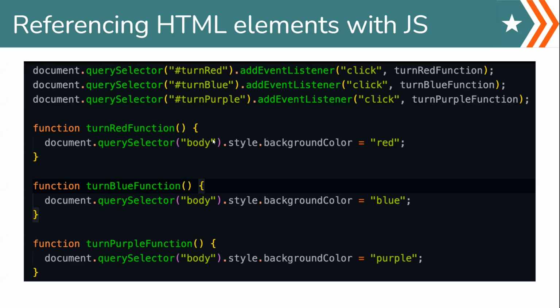After it grabs the body, it uses the dot style method joined with the background color method and sets it to red. I don't expect you guys to know these by memory, right? These are the specific ways of how you manipulate certain attributes or properties, and I'll show you these in a little bit. But just by looking at this code, I can kind of guess already that it's going to set the background color of the body to red. And then we have three different functions. Each one of these sets the background color of body to a different color, right? Red, blue, or purple.